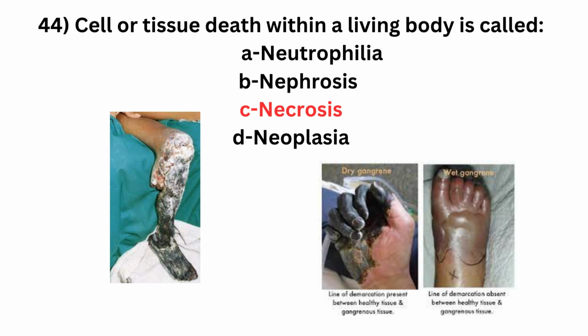And cell or tissue death within a living body is called necrosis. So one is apoptosis, the other one is necrosis. When there is natural cell death or programmed cell death, we call it apoptosis. But cell or tissue death due to some physical agent or chemical agent, we call it necrosis.